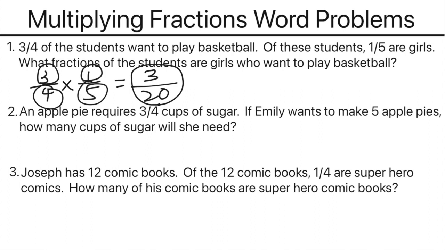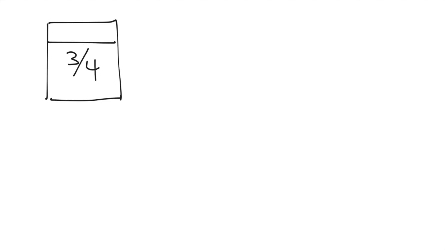And for the second example, an apple pie requires 3/4 cups of sugar. If Emily wants to make 5 apple pies, how many cups of sugar will she need? So first what we're looking at is 3/4 cups of sugar.